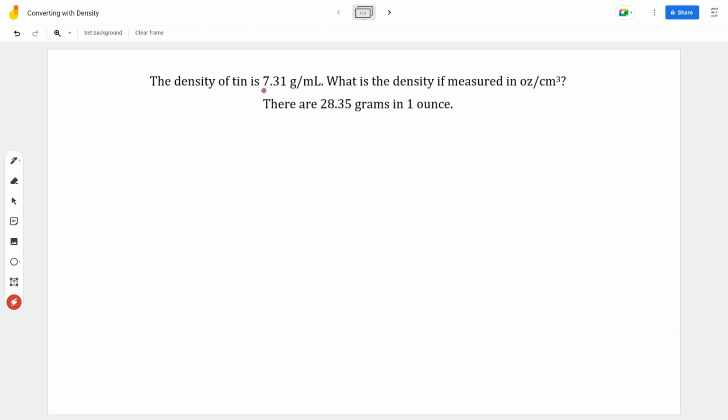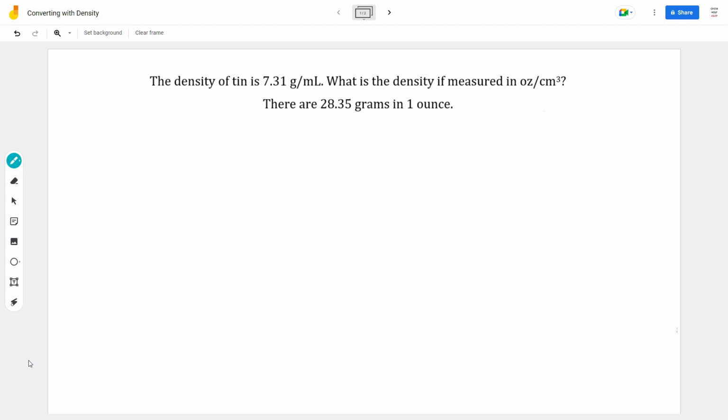The density of tin is 7.31 grams per milliliter. What is the density if measured in ounces per centimeter cubed? And then they give us a conversion factor. There are 28.35 grams in 1 ounce. What we need to do in this problem is convert grams per milliliter into ounces per centimeter cubed, which means grams needs to be converted into ounces and milliliters need to be converted into centimeters cubed. And again, they gave us a very helpful conversion factor.